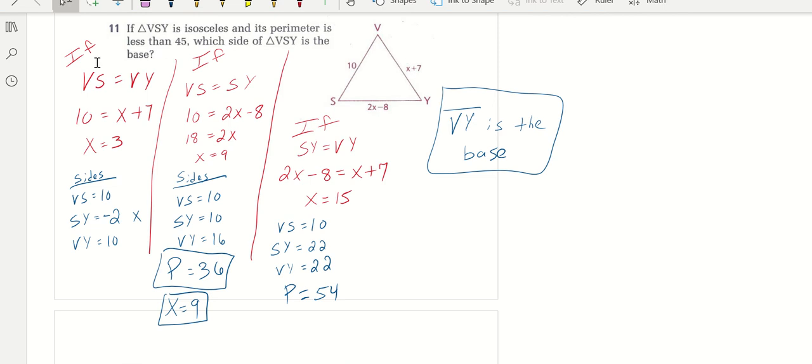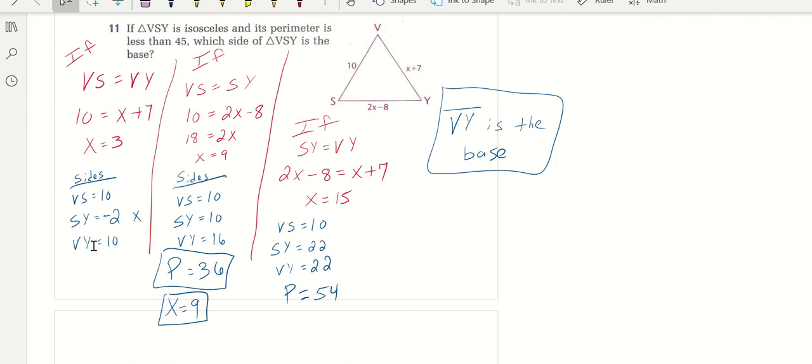So first off, if VS, which we're told is 10, is equal to VY, which is x plus 7, we solve for x, we get x equals 3. Once you get the x value, plug it back in to find the side lengths. Well, VS is 10, we didn't have to plug in for that, but SY, take a look at what happens. SY, 2 multiplied by 3 is 6, 6 minus 8, that's negative 2. It's not possible. We can't have a negative side length. So this is not the situation that's occurring. Again, we're testing all three possible scenarios.